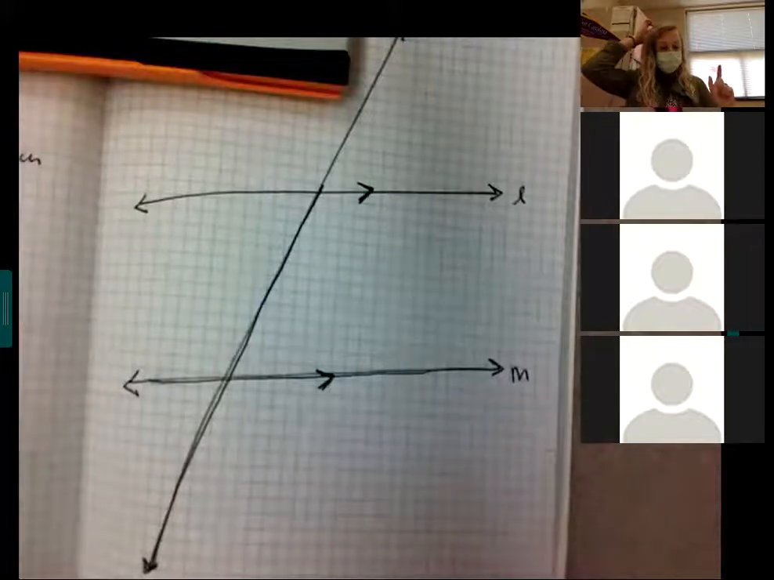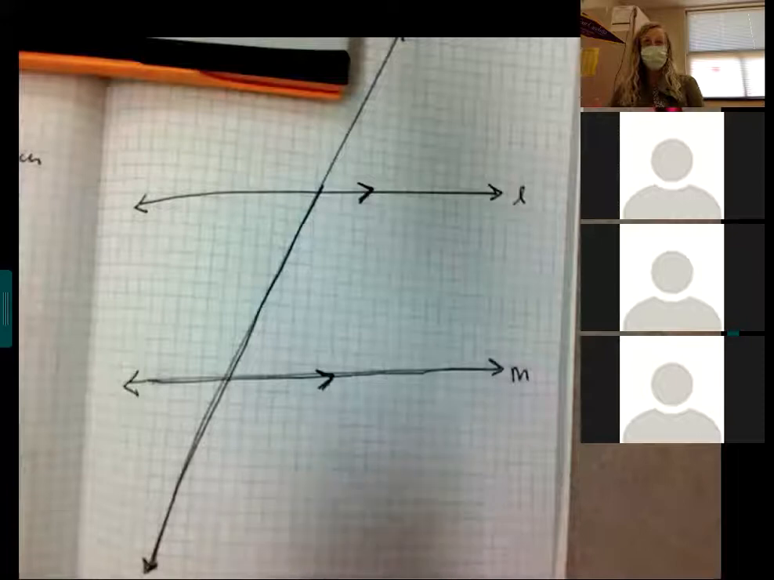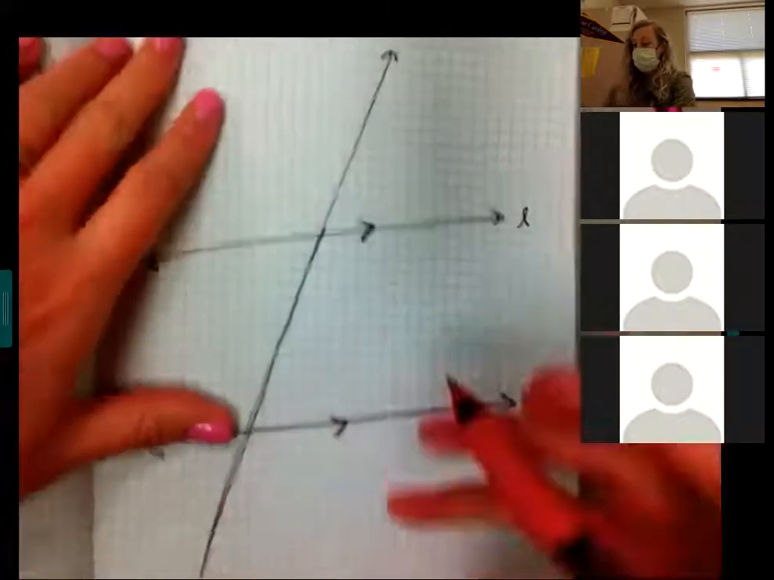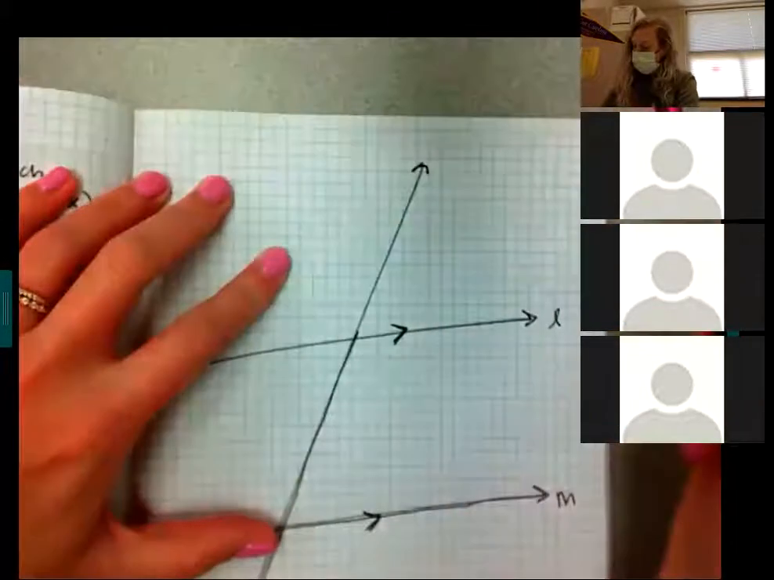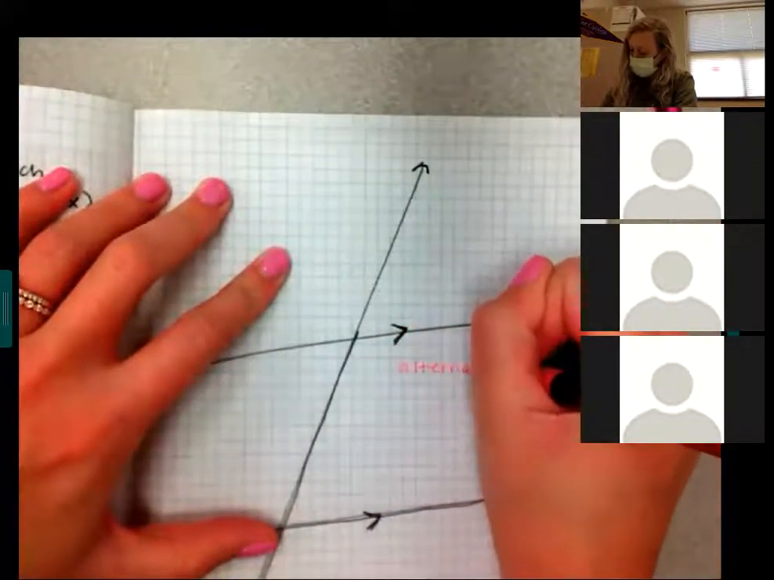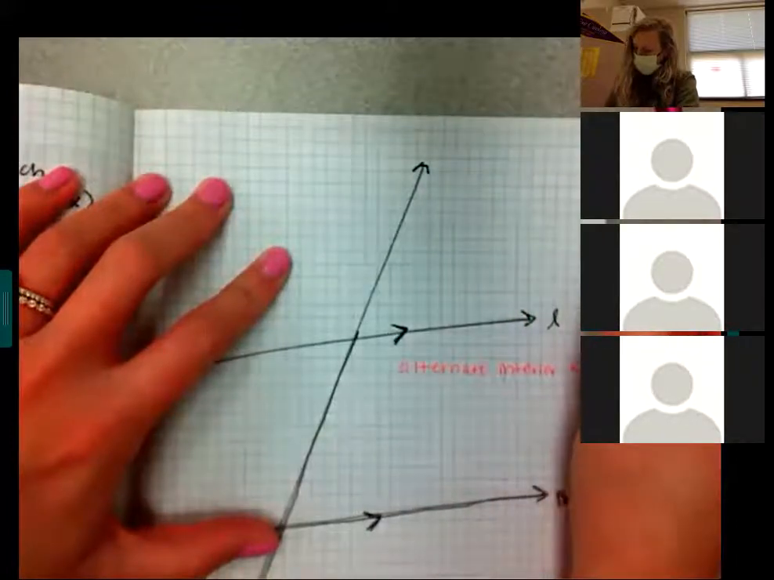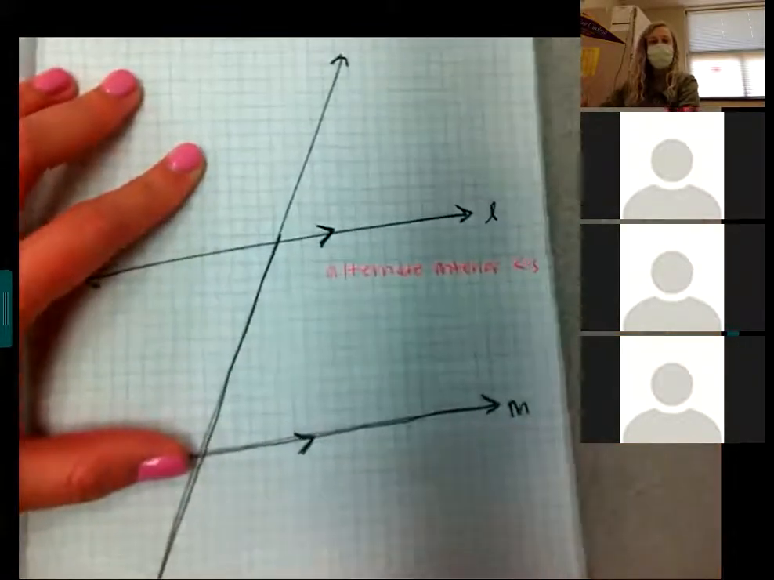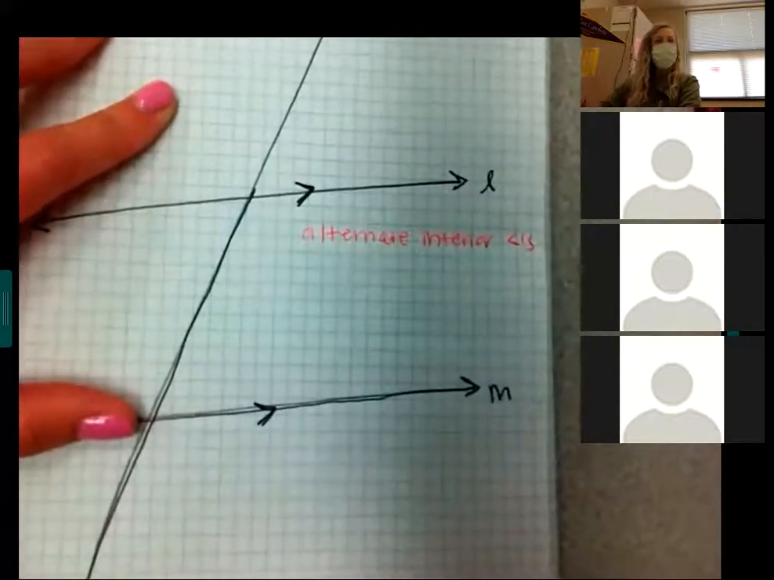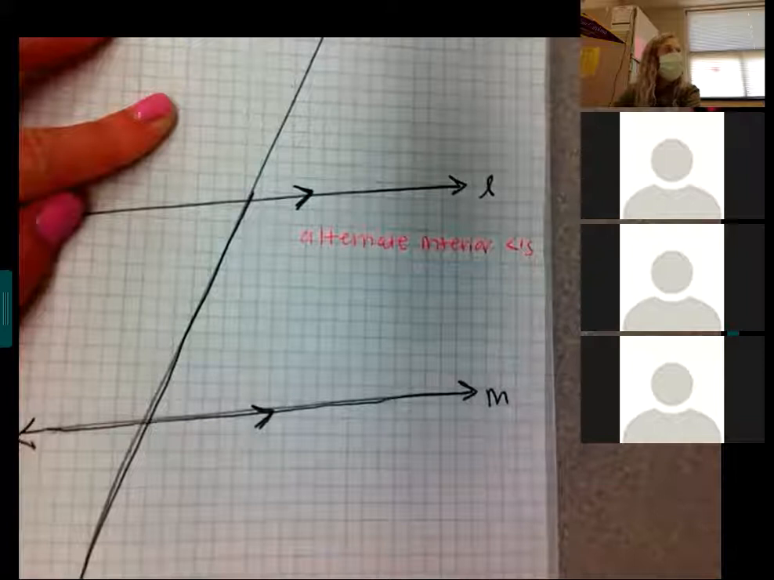So first thing we're going to learn about, pick a color. And I'm going to write it up. I'll write it right here. Our alternate interior angles. I got it in red. Pick you a color. Write it kind of similar to where I have mine. We're going to try to organize it. Alternate interior angles.